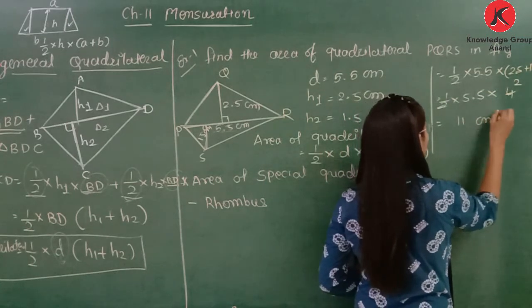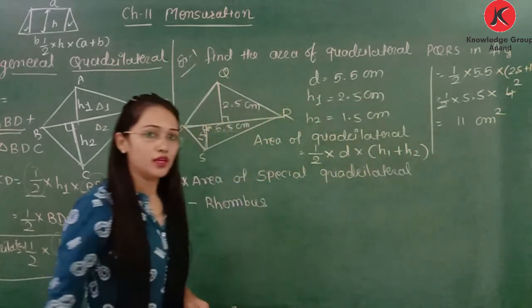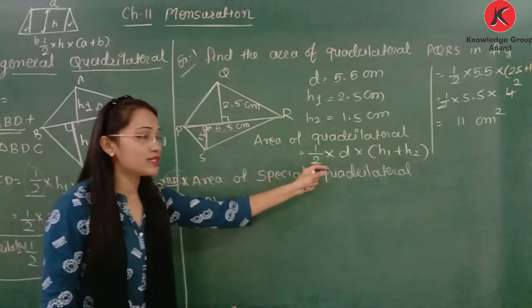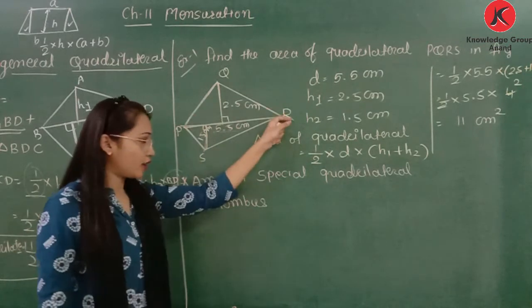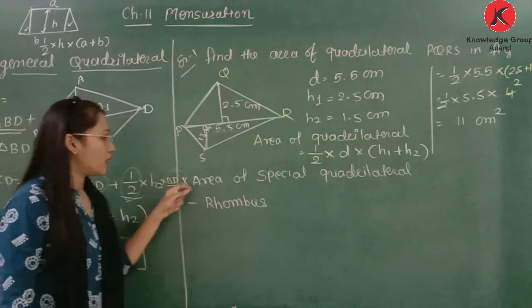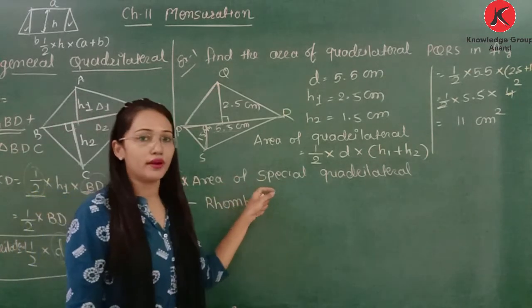So 11 centimeter square. That is the area of this quadrilateral. Clear? So we will use this equation when one diagonal and the heights with respect to the diagonal are given. Now next, area of a special quadrilateral.